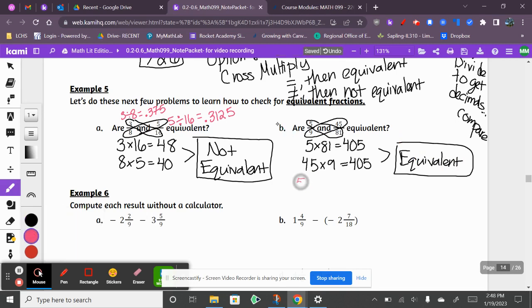So if I did 5 divided by 9, you only need to do one of the ways. You do not need to do both. It's 0.5 repeating over and over and over again. And 45 divided by 81, I get 0.5 repeating over and over and over again. So also this shows that these are equivalent.